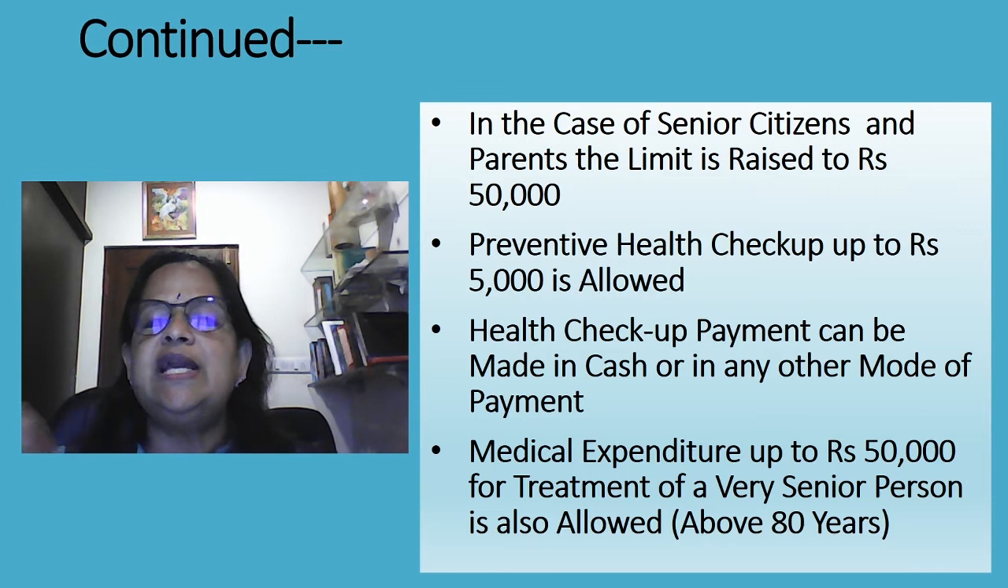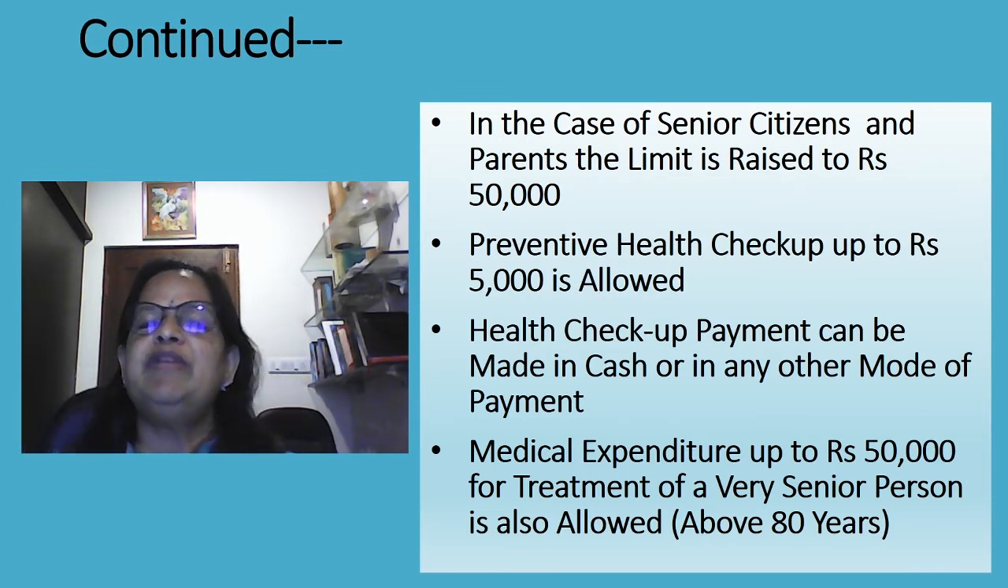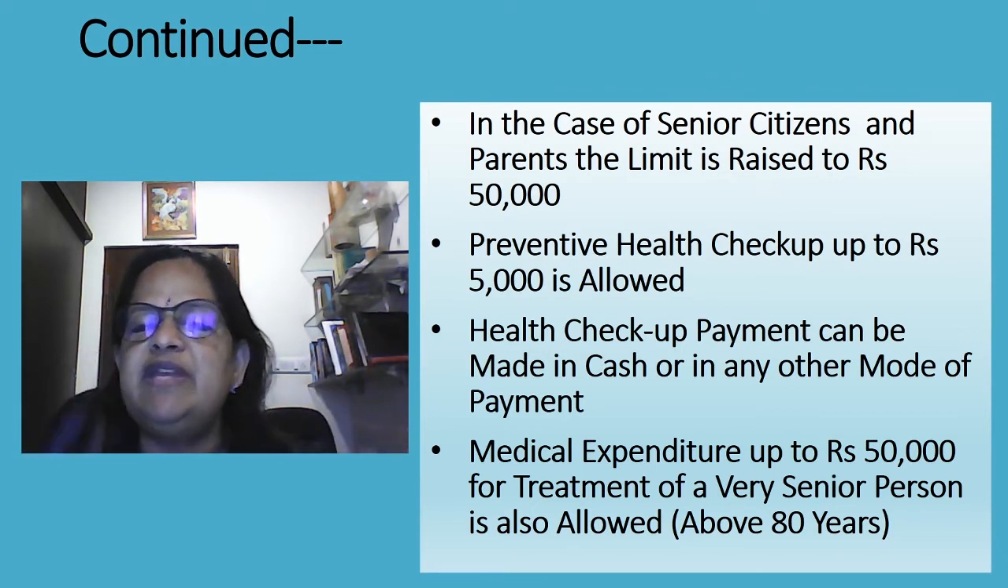Now, preventive health checkup up to 5,000 is allowed. One important thing you have to remember, preventive health checkup. Most of the people will go for an annual health checkup. Now, it is not necessary that you have to make the payment by cheque. It can be made in the form of cash payment also. So, only for preventive health checkup, you can make the cash payment. So, that is the next point I have explained. Health checkup payment can be made in cash or in any other mode of payment.